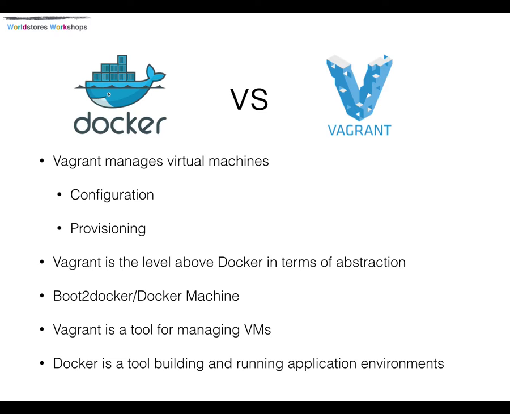So Vagrant can almost be compared to something like boot to Docker. Nowadays we have something called Docker Machine, which I'll be showing you the basics of. But Vagrant can be almost compared to the top level of Docker, the thing that actually provisions the Docker hosts. So I think it's kind of unfair associating the two of them and trying to directly compare them.